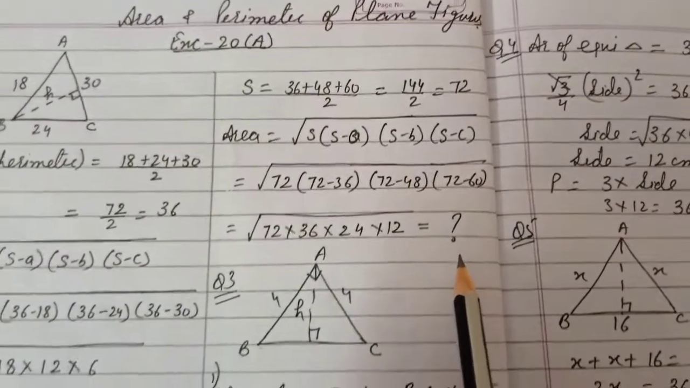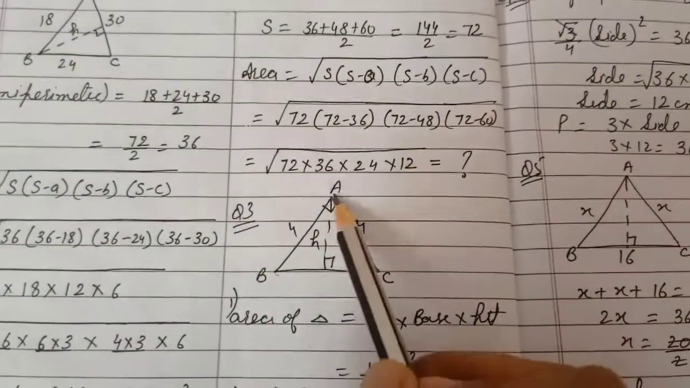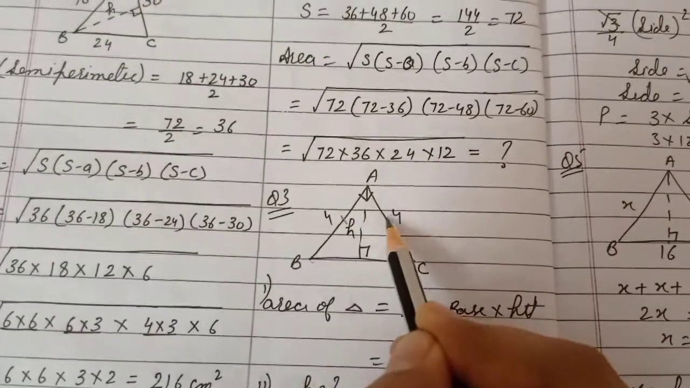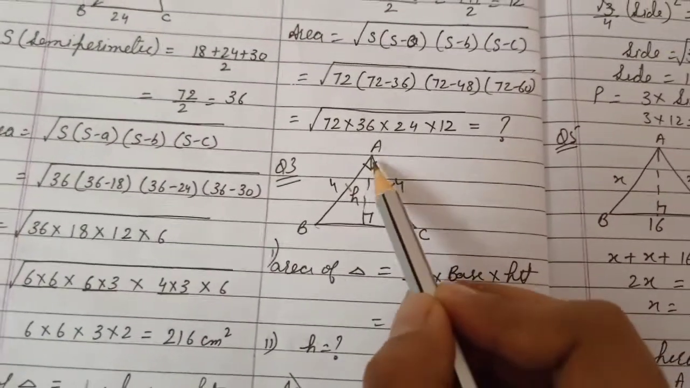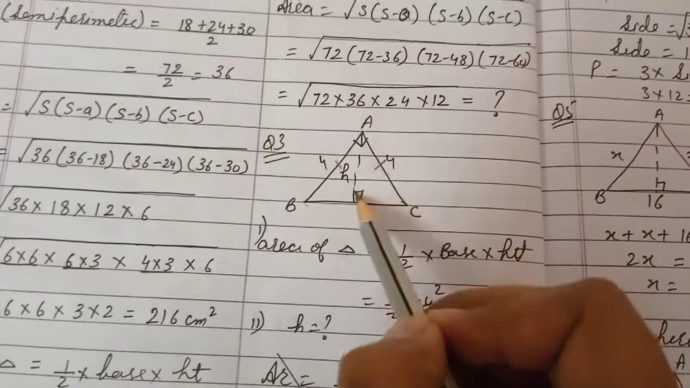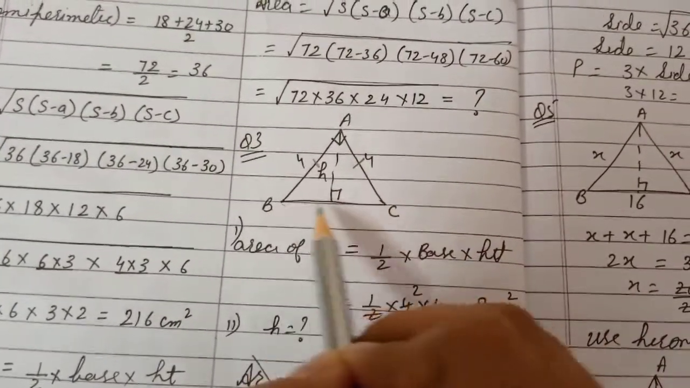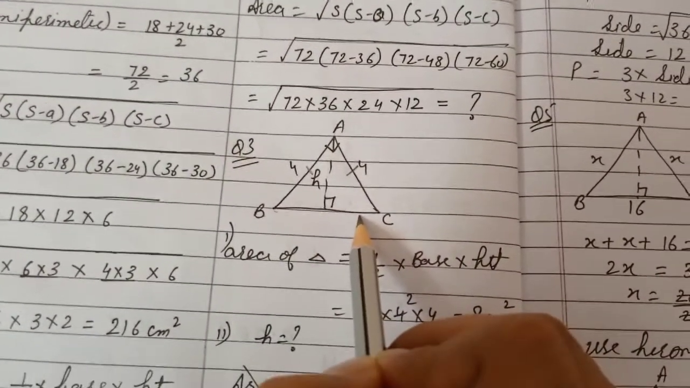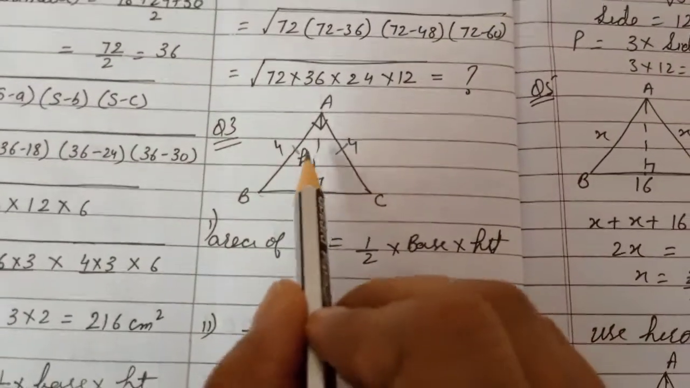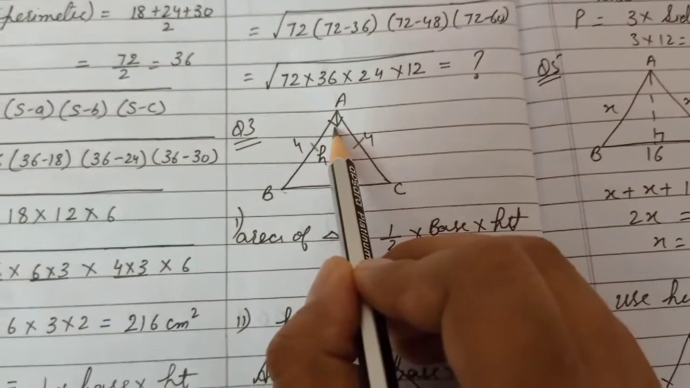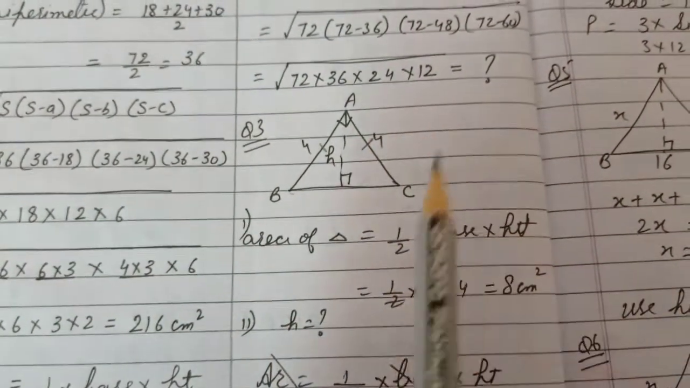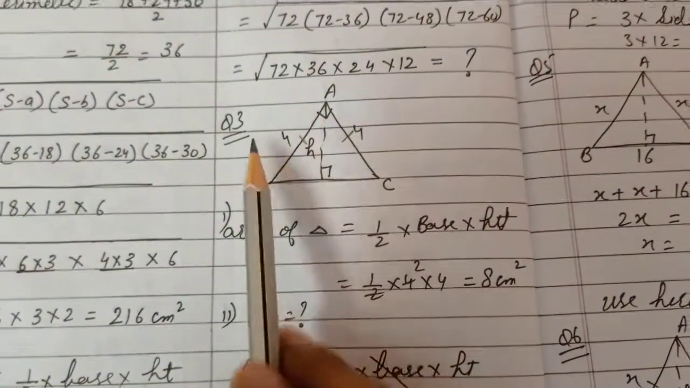Third question. ABC is a triangle in which AB and AC are both equal. It is an isosceles triangle. So remember children, there is a property of the isosceles triangle that the altitude divides the base into two equal parts. It bisects the base. ABC is an isosceles triangle. Angle is 90 degrees, they have given. You are asked to find the area of the triangle.